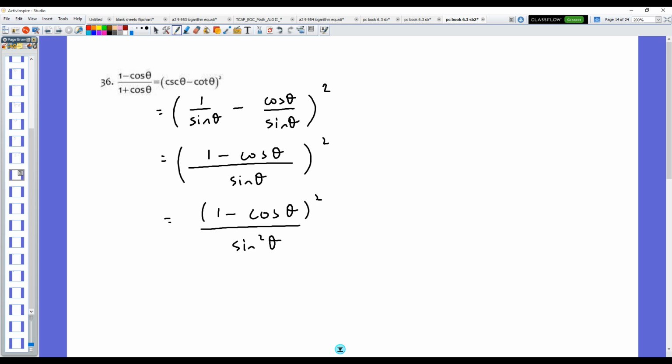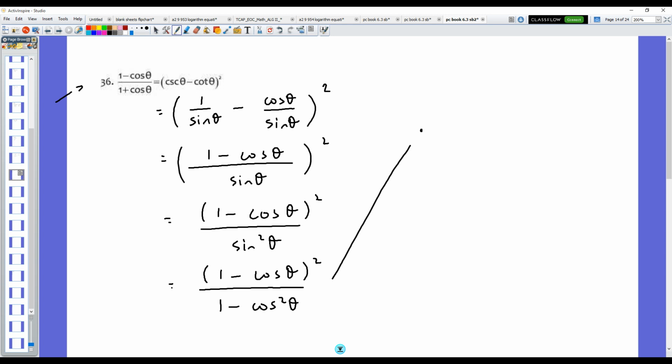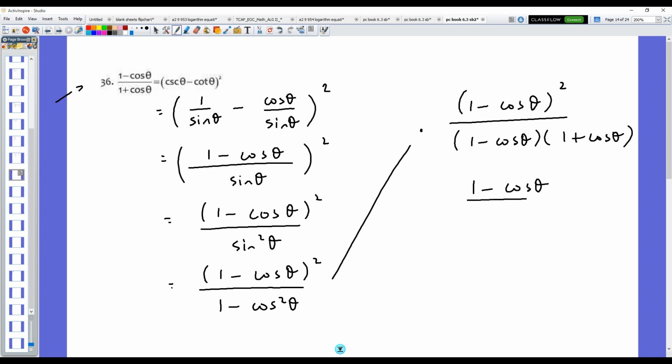Notice my target does not have a sine, so I want to get rid of the sine at this stage. So on the bottom, I can replace sine squared with 1 minus cosine squared. 1 minus cosine squared is factorable. It's a nice difference of squares. So I have 1 minus cosine squared on top. So that's 1 minus cosine, 1 minus cosine. I'd like to get rid of one of those. And on the bottom, I have 1 minus cosine and 1 plus cosine. So one of the 1 minus cosines on top will cancel with the one on the bottom, leaving me with my target.